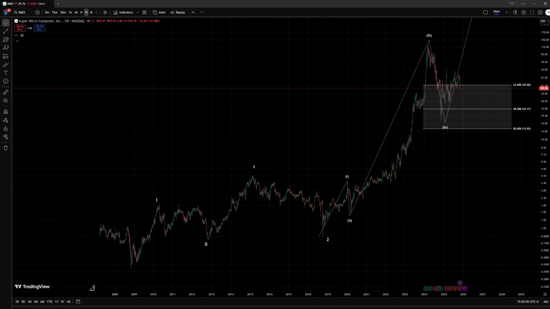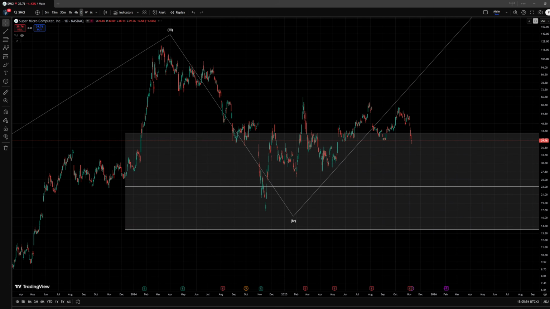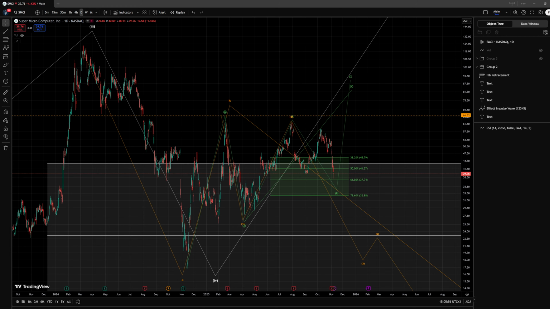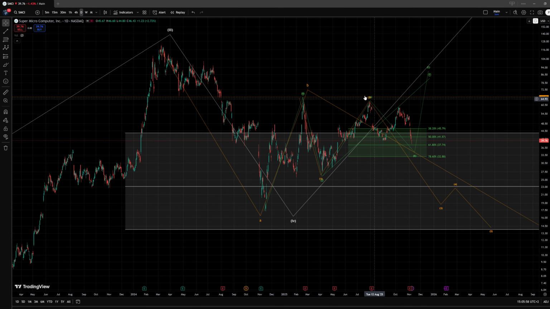In this video we are looking at Supermicro Computer. It is time for another update, and finally we have actually followed through in the preferred scenario where we were looking for a reset here within the wave B in green. We followed through there, and now we can look for a follow-up 5-wave move to the upside where we may have an interesting potential 1-2 setup within this larger wave C.